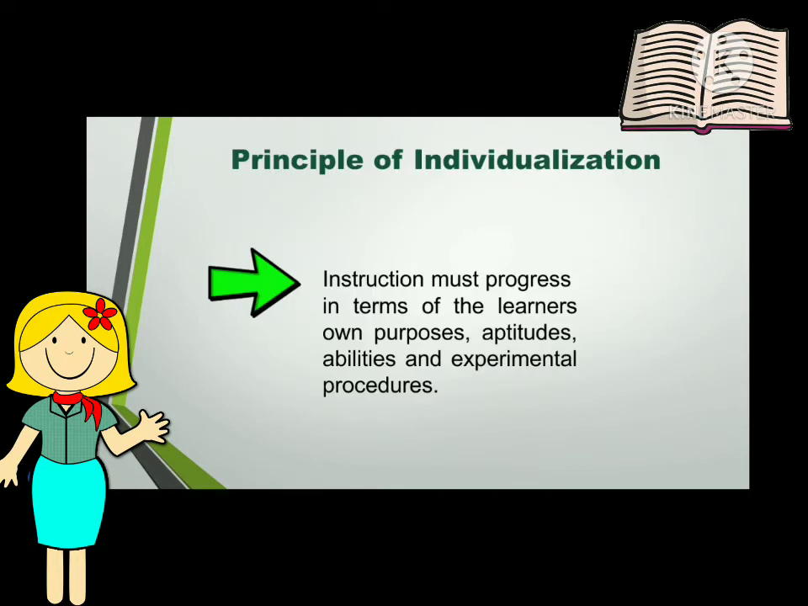Principle of individualization. It is an instruction that must progress in terms of the learner's own purposes, aptitudes, abilities, and experimental procedures. So, the individualized teaching must be according to students' ability and the individual characteristics of the students. And it also provides support for the students' needs, interests, abilities, capabilities in terms of their further development. In the process of planning the individualized lesson plans, individuality and uniqueness of the student are taken into account.